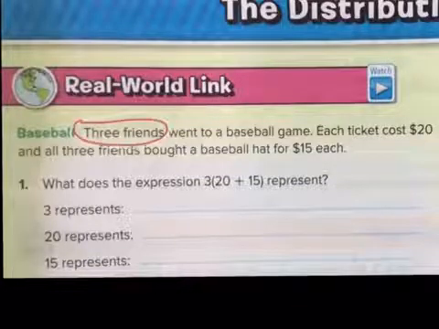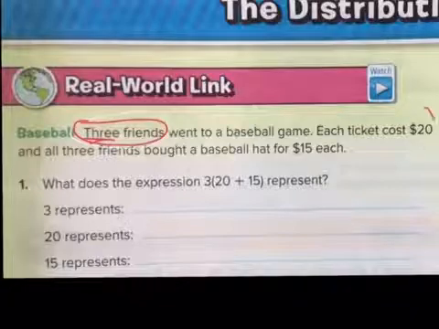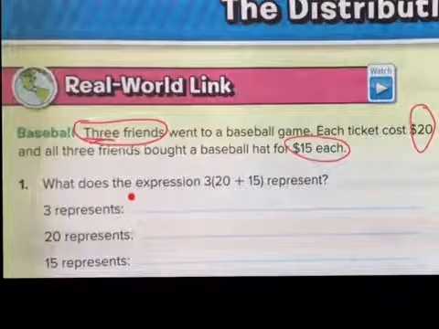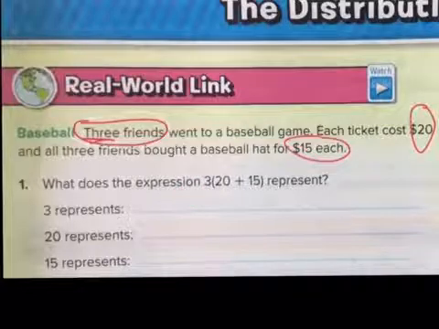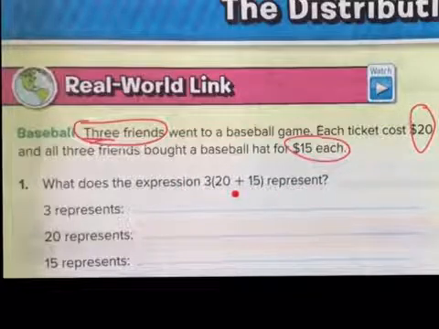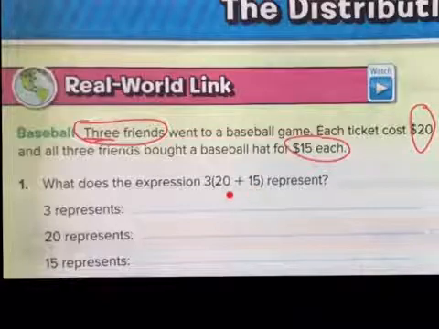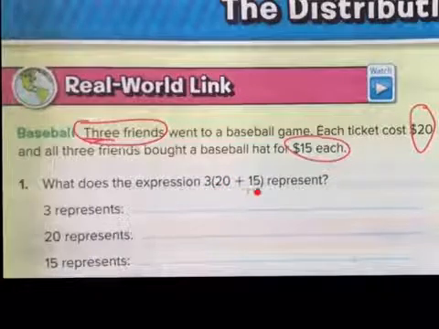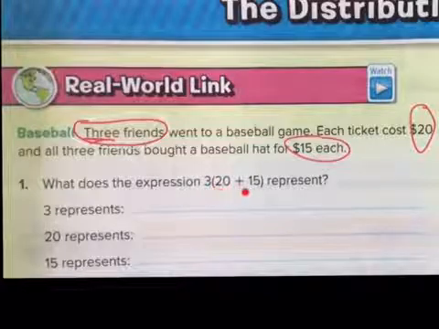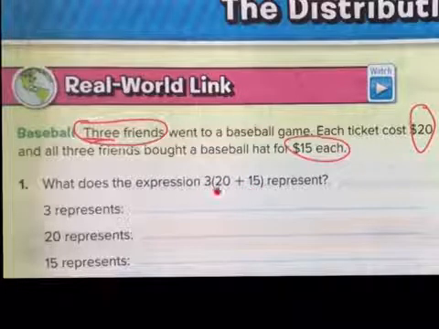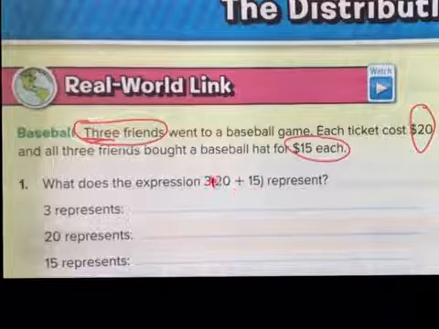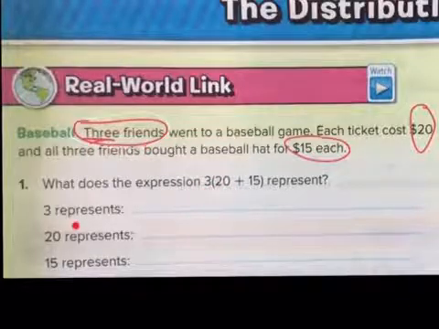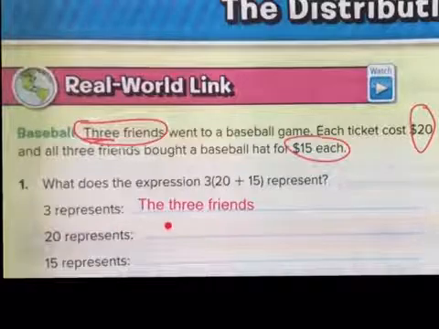Okay, so make sure that we know that the 3 is what's in common for the 20 and for the 15. So let's see. What does the expression 3 parentheses 20 plus 15 represent? Well, this is how we would write it as a sentence, because we know that each one of them spent $20 and $15, the ticket and the hat, right? Each one of them. So this is what one person spent, but all of this is times 3 because it's 3 friends. So the 3 represents the 3 friends.